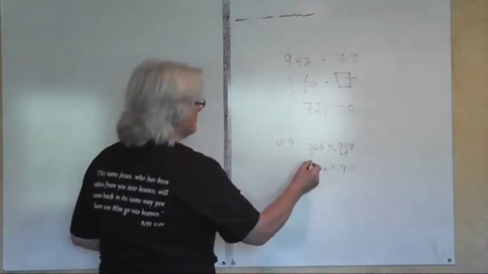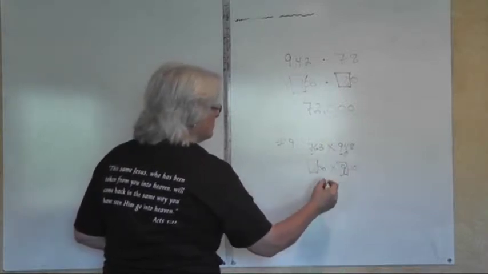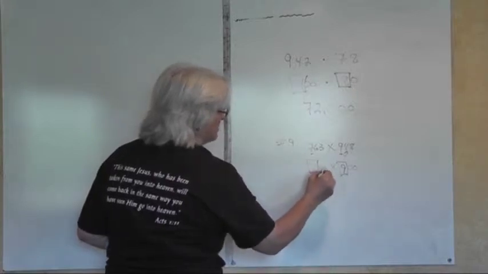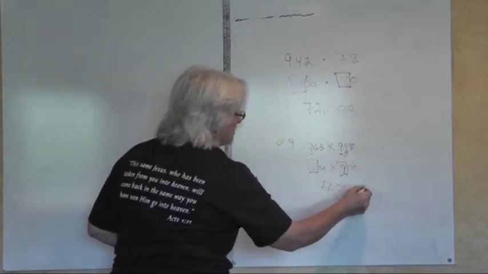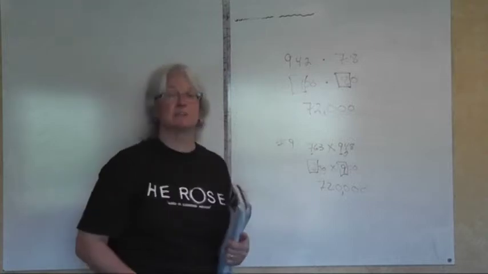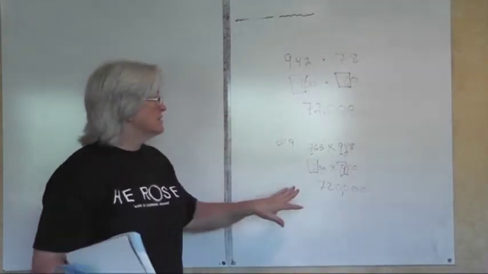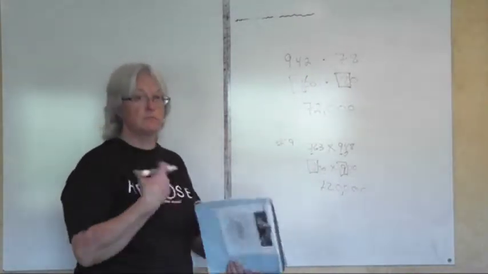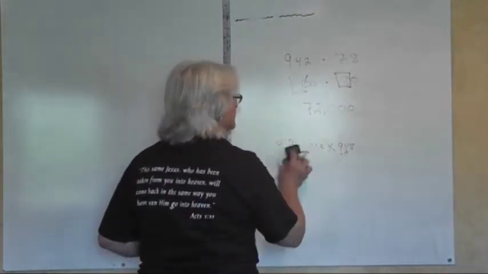Remember what I said just a moment ago? When you're multiplying multiples of 10, you multiply together the non-zero digits, and then you tack on as many zeros as there are. 1, 2, 3, 4. Our estimated answer, 763 times 948, is going to give you approximately 720,000. That's all you're going to do to estimate products.